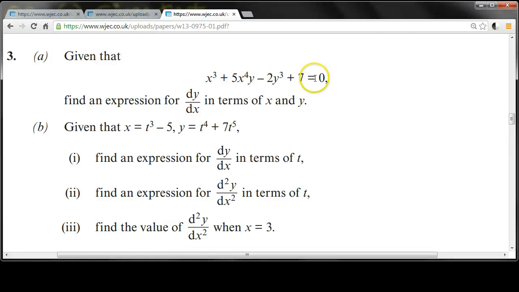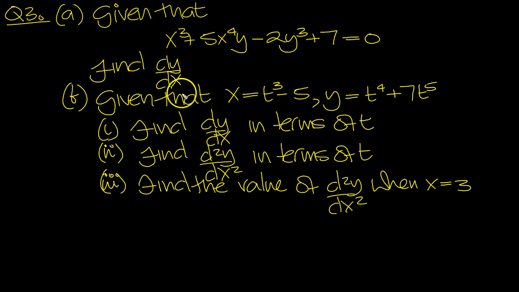Given this equation, find an expression for dy/dx in terms of x and y. Given that x equals this and y equals this, find an expression for dy/dx in terms of t. Find an expression for d²y/dx² in terms of t, and find the value of d²y/dx² when x equals 3. Okay, so here's the question in summary form then.